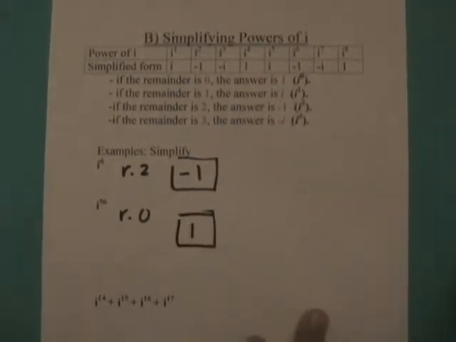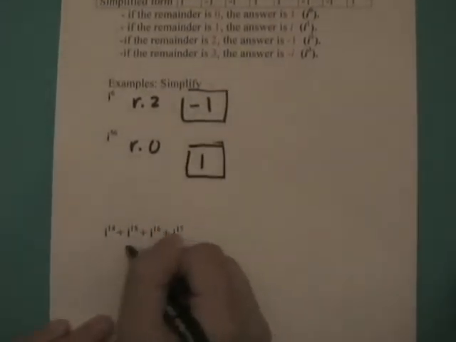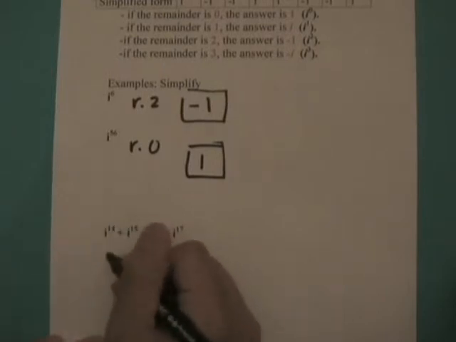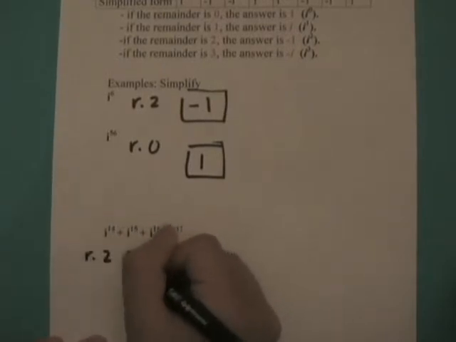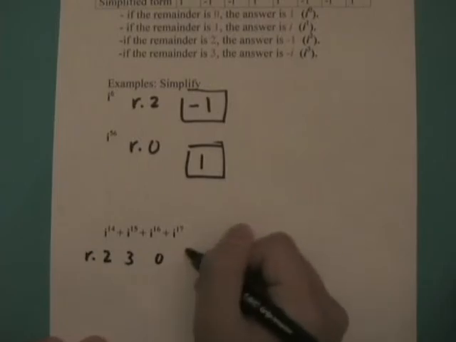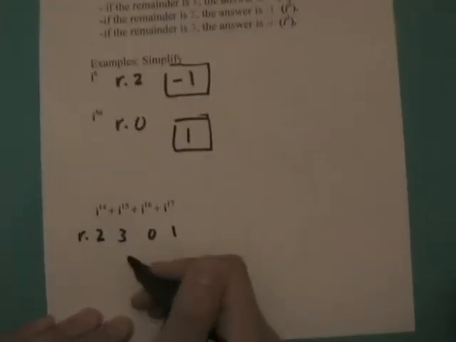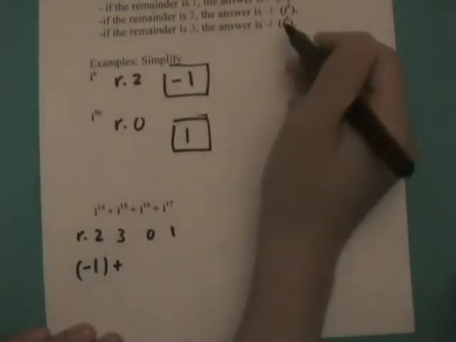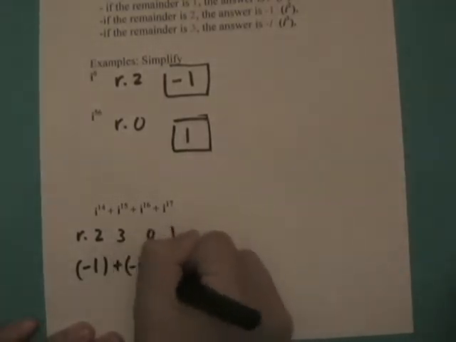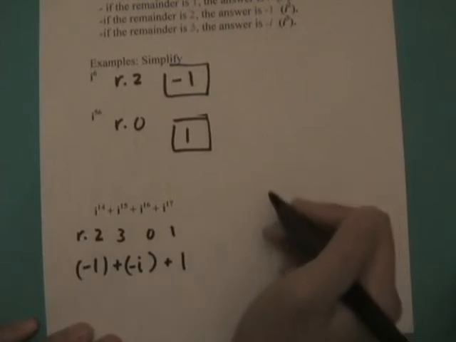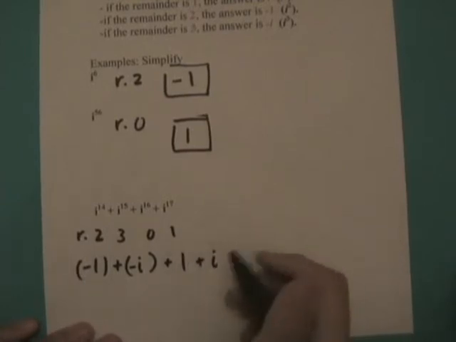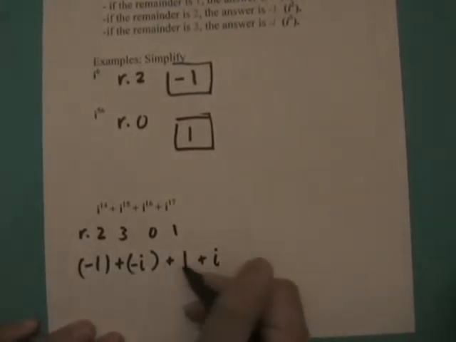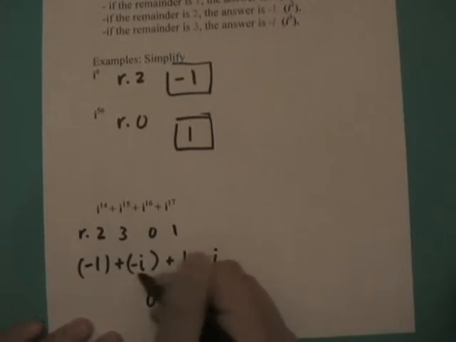So let's move on to a larger equation. Let's first just divide each exponent by 4. So 14 divided by 4, the remainder would just be 2. 15, the remainder would be 3. 16, the remainder would be 0. 17, the remainder would be 1. So if the remainder is 2, then the answer would be i squared, which is just -1. For a remainder of 3, the answer would be i to the third, which is just -i. For 0, the answer would be i to the 0, which is just 1. And for 1, the answer would be i to the first, which is just i. So each value cancels out, because -1 plus 1 is just 0, and -i plus i is just 0. So 0 and 0 just equals 0.